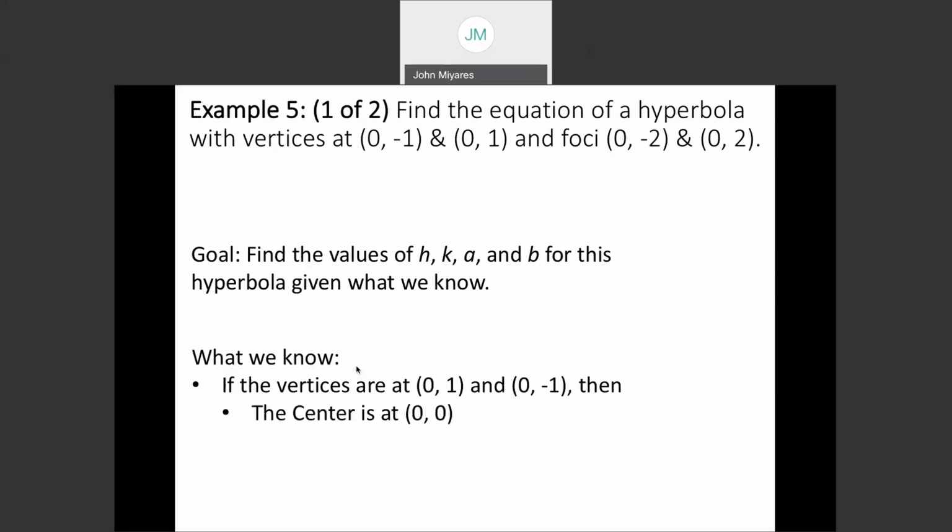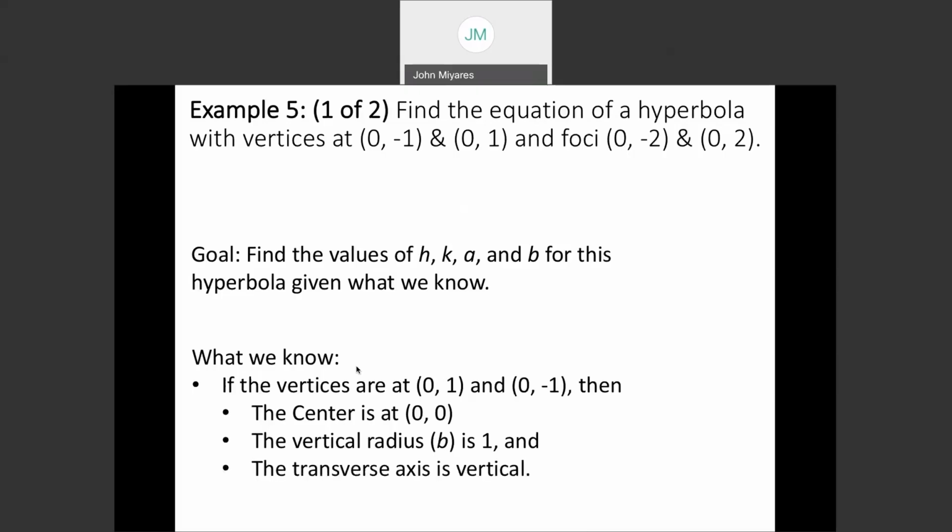So we should be able to get to the center point, because the center point will always be the midpoint between the vertices, or the midpoint between the foci. So for this problem, the midpoint between 0, 1 and 0, -1 is the origin 0, 0. We can also see that based on their position, the vertical radius has to be 1. 0, 1 is 1 unit above the origin. 0, -1 is 1 unit below the origin.